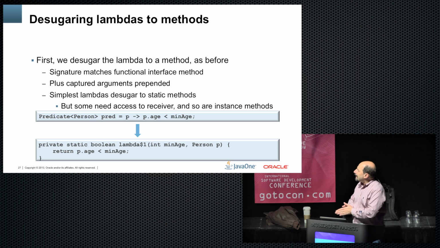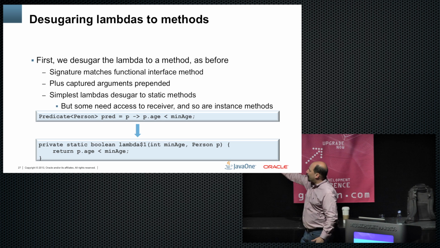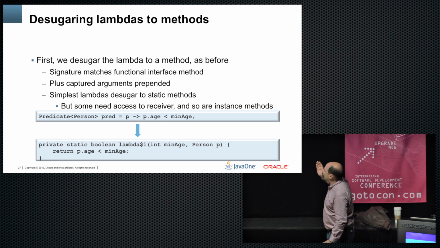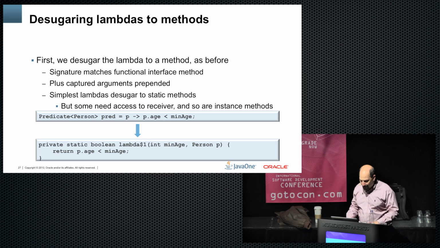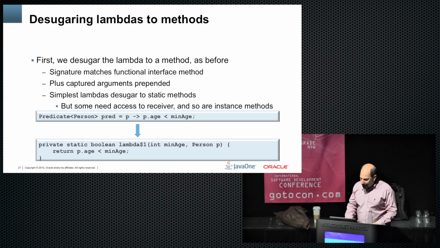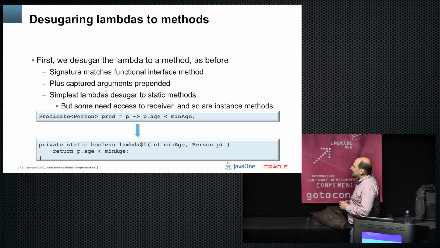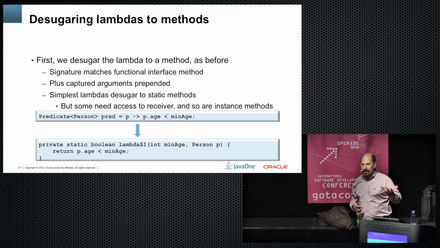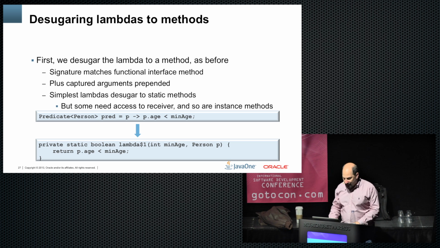So, okay, let's look at what the compiler does. The first step is to desugar the lambda body to a method, like before. Here we have this method, lambda$1. It has the argument, Person p. It has the captured argument, minAge. So that's easy, a very straightforward transformation. Generally, we can translate this to a static method. If it's a method that captures the receiver, because it touches a member or invokes one of the class's methods, then we desugar it to an instance method.